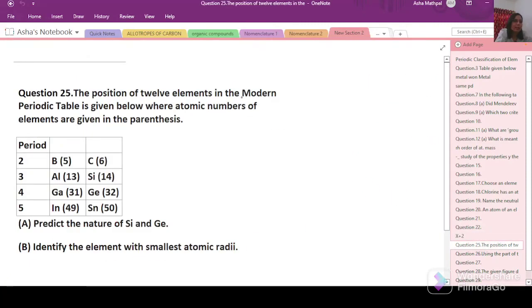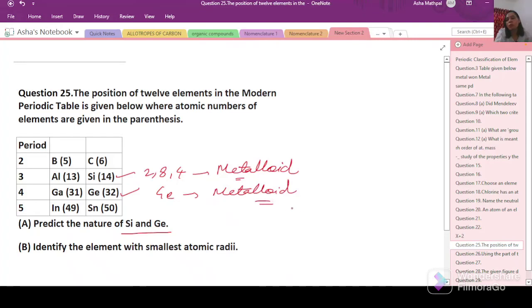Position of 12 elements in the modern periodic table is given below, where atomic numbers are given in parentheses. Predict the nature of Si and Ge. Si and Ge, so it is 2, 8, 4. It is a metalloid simply. And Ge is also a metalloid. So they do not have clear properties of a metal or a non-metal. That is why they are kept at the borderline of metals and non-metals, and they are called metalloids.